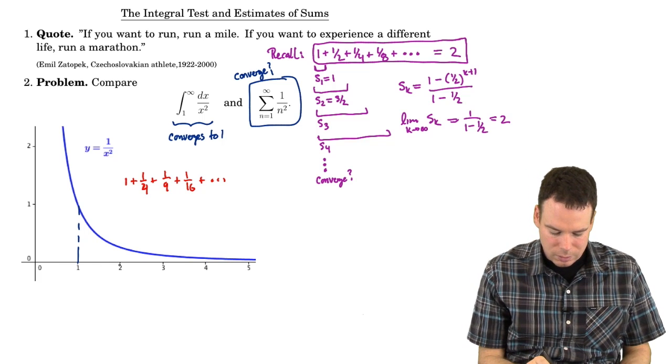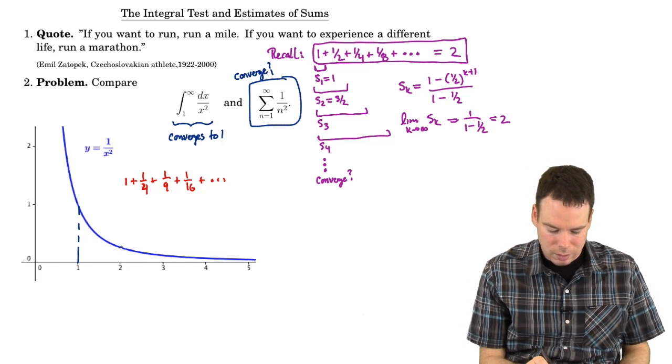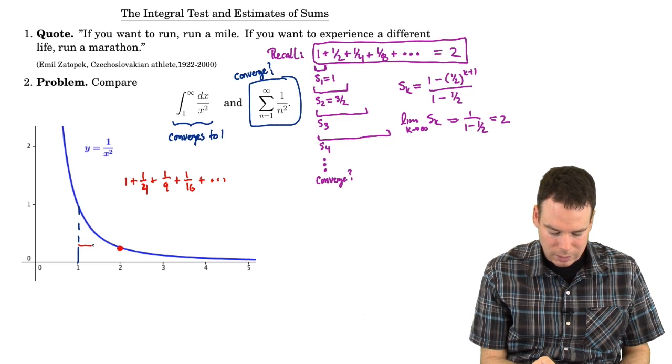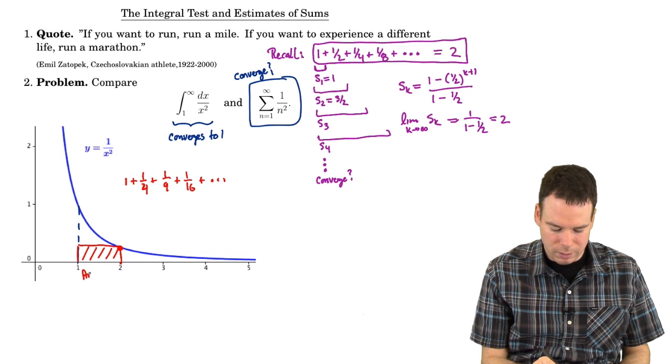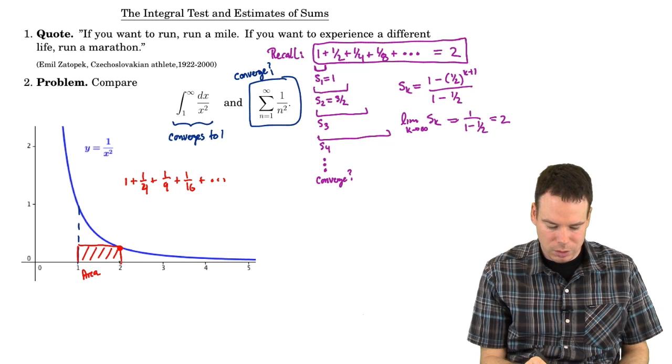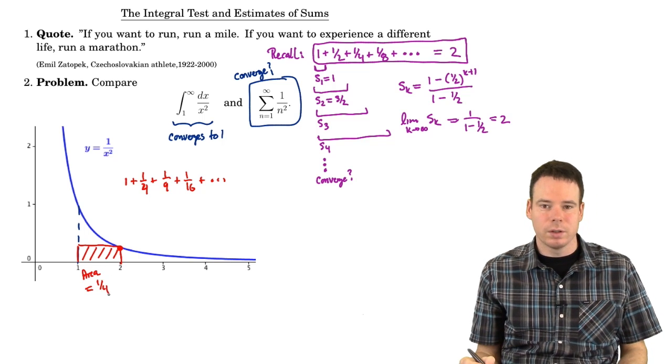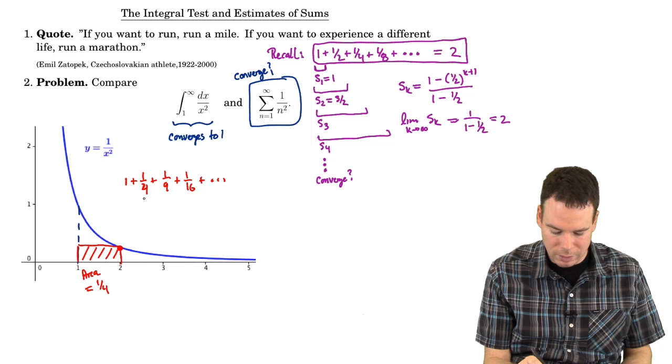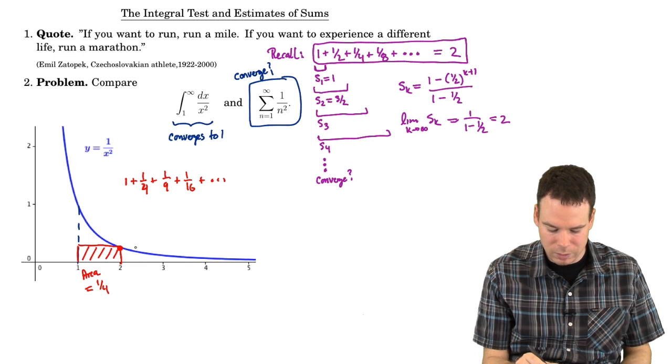Now, if I look at this first interval of 1 to 2, if I pick a rectangle using the right-hand endpoint that sits below the curve, what's the area of this rectangle? Well, plugging 2 in is 1 over 2 squared. That's a quarter. So the area is base, which is 1, times height, which is a quarter. So that area is a quarter. Oh, so that's that first number there in my series.